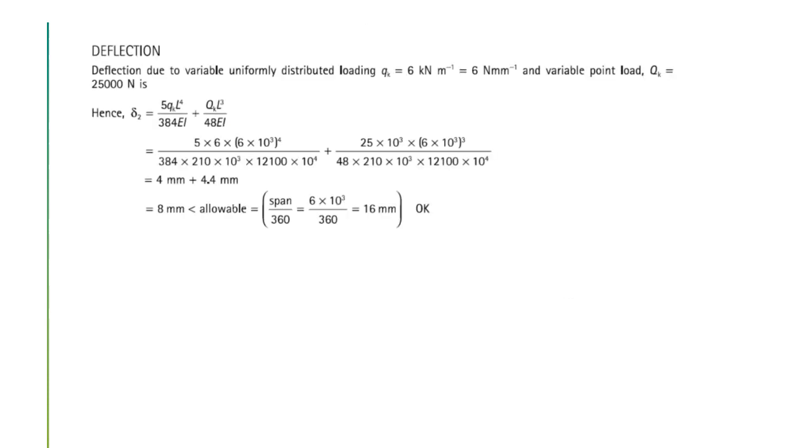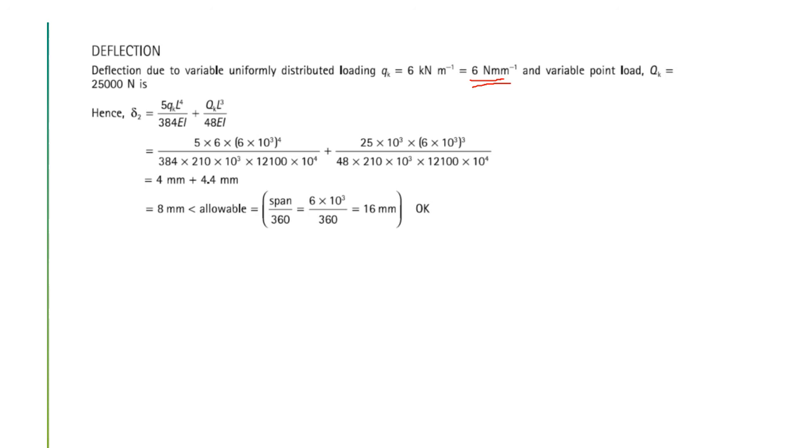Alright, so the last checking is to check the deflection requirement of the beam. Since the beam has a point load, you need to consider both loadings. In deflection, we only consider the variable action, which is the QK value. Since here the QK is 6 kilonewton per meter, convert it into Newton per millimeter, so you get the same value. And the point load QK you need to convert into Newton. The given QK is 25 kilonewton, so converted into Newton, it becomes 25,000 Newton.